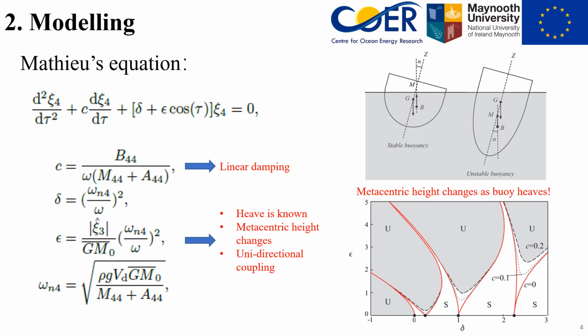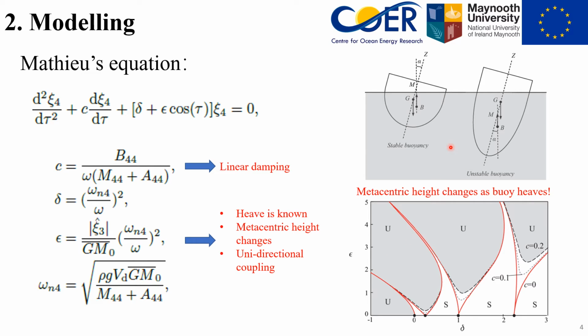To model parametric resonance, Mathieu's equation is generally used. Here gives an example of parametric resonance in roll. C is the linear damping, and this part is the time-varying stiffness term. Theta is the frequency condition, and epsilon is the amplitude condition, which can be used to describe the onset conditions. In this figure, parametric resonance occurs in these shaded regions.